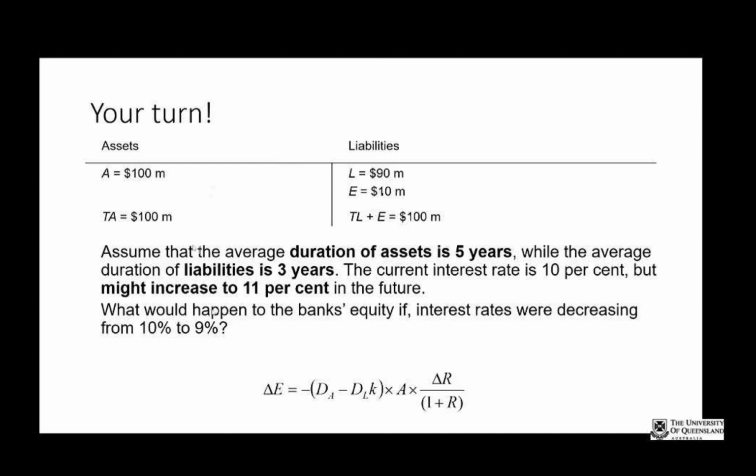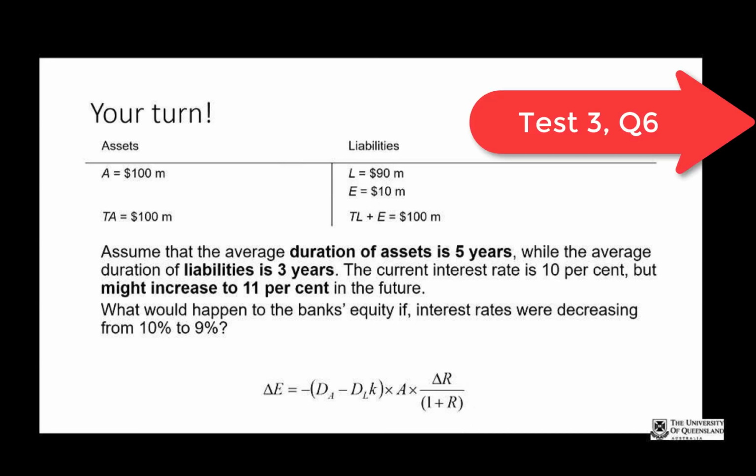And if you understand the formula, you can say it like this. If not, it's a fantastic chance now to type in the numbers into the calculator and see if you're able to use that formula. We want to calculate the change in equity. Duration of assets, 5 years. Duration of liabilities, 3 years. K is defined as L over A, 0.9, times A, 100, times the change in interest rates.